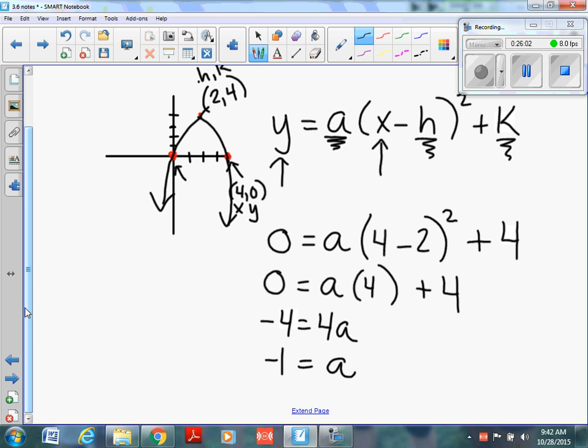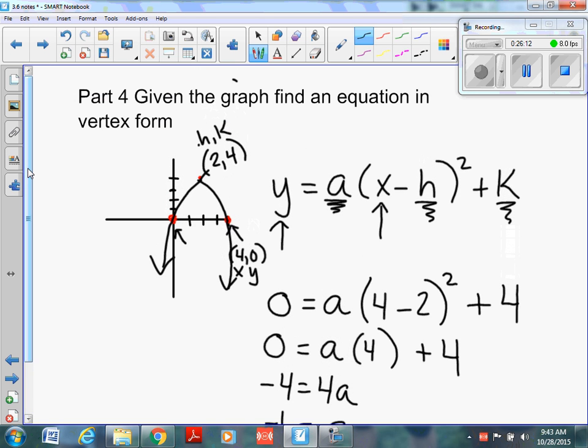Should it be a negative value? Is the parabola facing upside down? Yes. a should be negative. You're doing something wrong if it's positive. Easy way to check it. But what does the section tell you to do? Find an equation. So you ready to write the equation now that we found the a value?